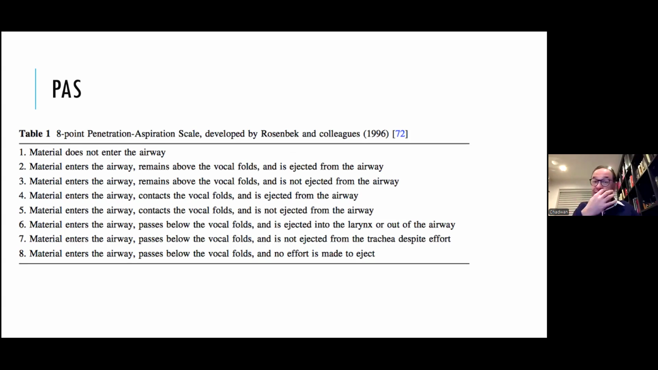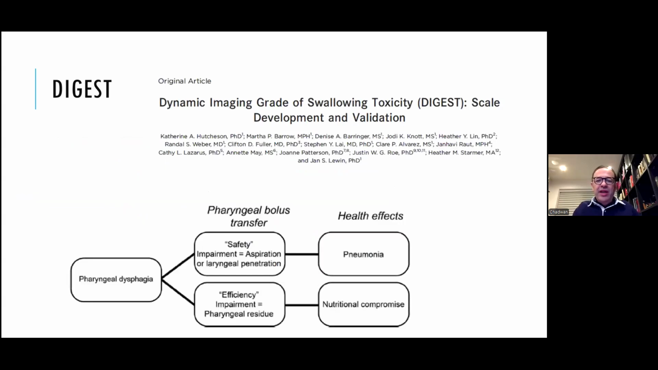It's been adapted for FEES as well, and it goes from 1, when none of the contrast enters the airway, all the way to 8, when there is frank aspiration with no effort made to eject it. However, my favorite way to evaluate a video fluoroscopy is the DIGEST scale, which is a way of making that meaningful in terms of its clinical relevance.